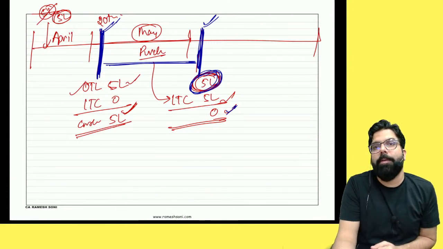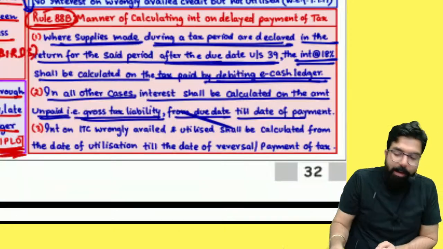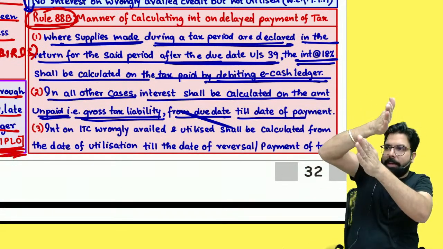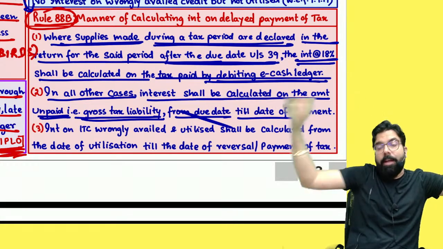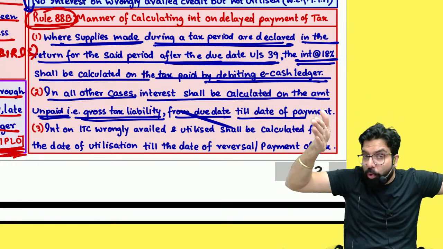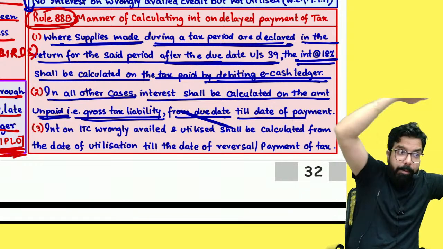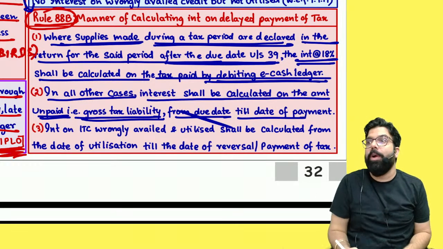Are we all clear with this? Can I go ahead, everyone? Tell me one thing. This month's liability is shown in this month's return only, but the return was filed late. Will interest come at 18% on gross or net? This month's liability is shown in the next month's return. Will interest come on the gross amount or the net amount? Is my point clear to all?